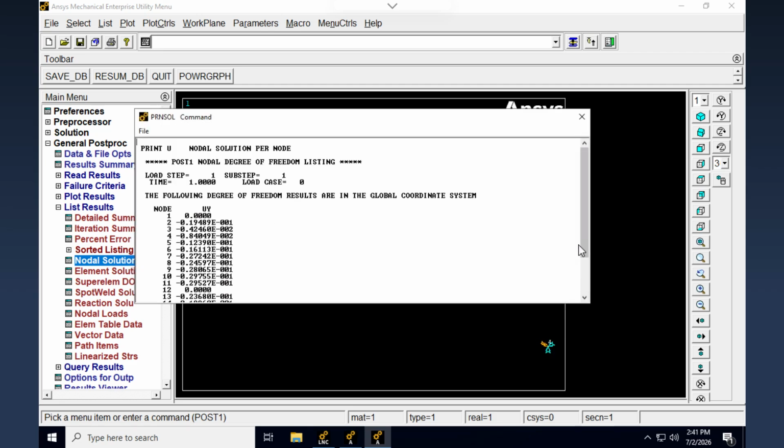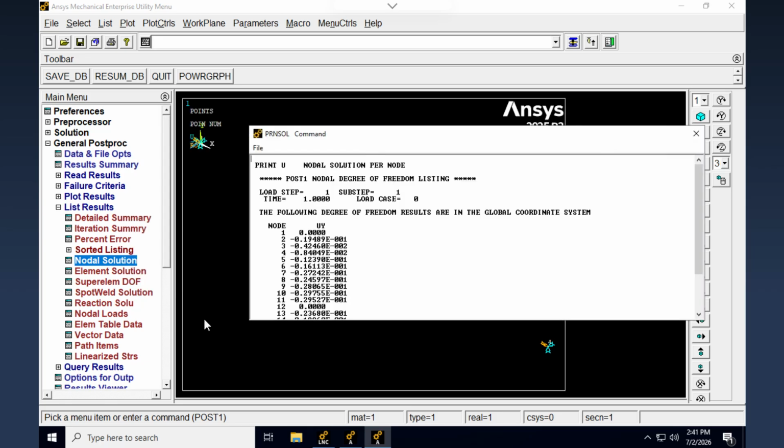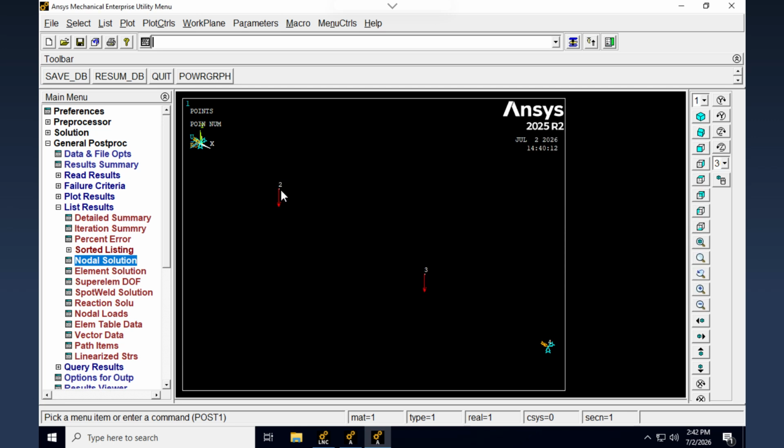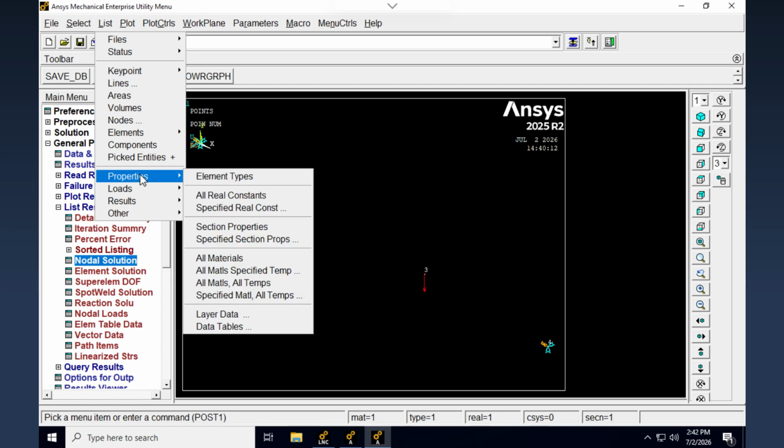Alright, so you see all the displacements at different nodes, but what I want is the solution where the first gear and second gear are. So let's see, by the way, where those key points are. Let me come here and find which node is on key point 2 and key point 3. So I want to see that.